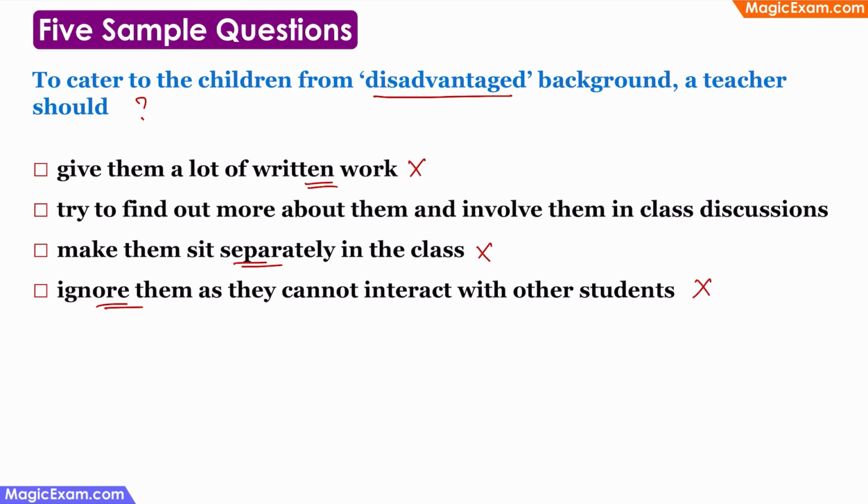Therefore, the correct answer here is try to find out more about them so that you get to know what is their background, what are their needs, requirements, and involve them in the class discussions and make them participate in the teaching learning process so they can learn and develop along with the other children. Therefore, option 2 is the correct answer.